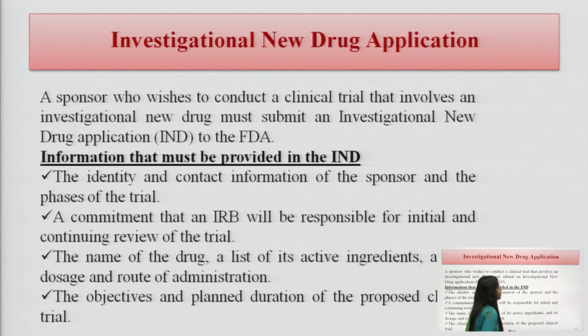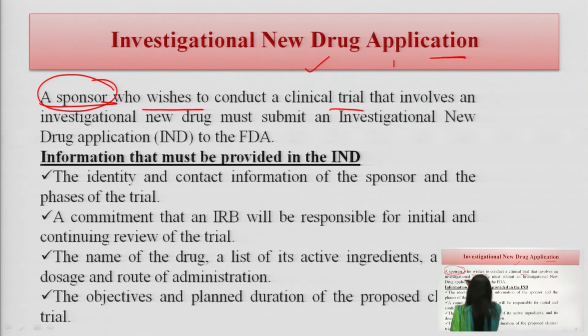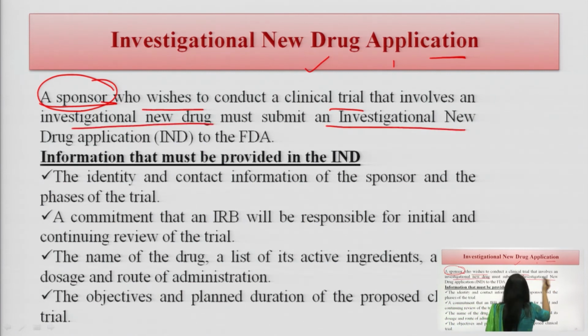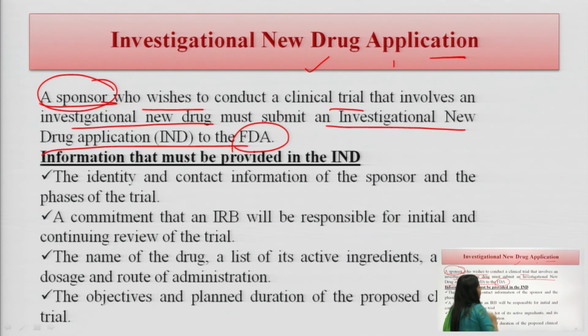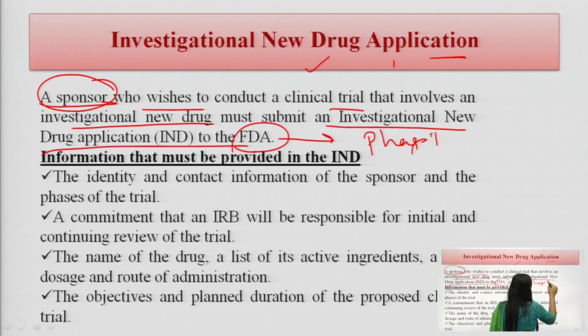Now there is a concept of investigational new drug application. What is an investigational new drug application? Whenever any new drug is being tested, there is the concept of investigational new drug application. This is an application which is filled in while starting a phase number one trial. A sponsor, whosoever is funding a clinical trial or clinical research, is called the sponsor. If they wish to conduct a clinical trial that involves any new drug, they must submit an investigational new drug application. At that time, the funding agency will fill in this form and submit it to the FDA. Yes, and then the FDA will approve, and then phase one will start.